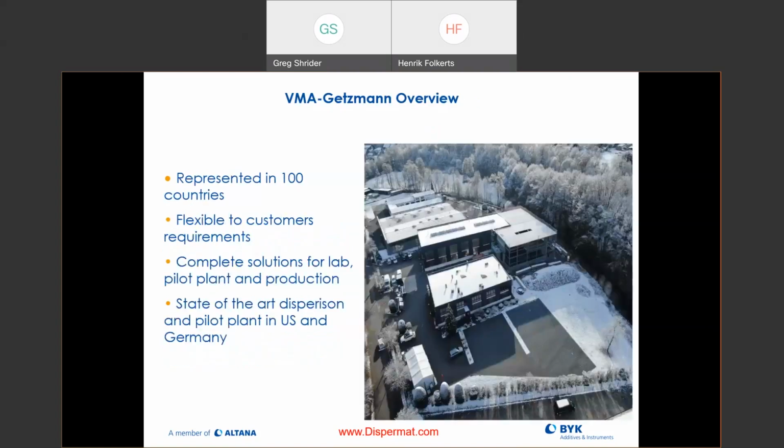The company is in Germany. Here you can see that building in the back, the second building. This one is actually the latest addition. That's where all of our R&D and design center is located, as well as office space on the top. We have about 8 people in design, and you should know that about 40% of all the equipment that VMA manufactures is custom. So there's a lot of different applications, and we can meet a lot of different requirements in the milling and dispersion world.